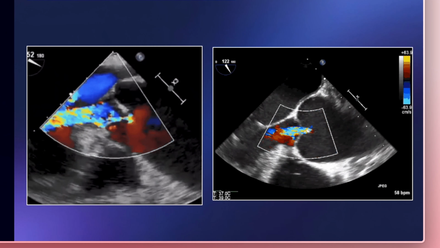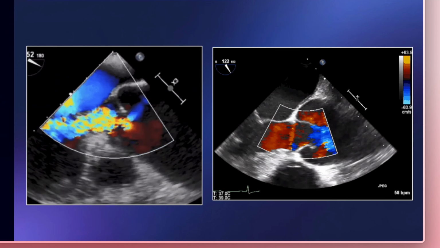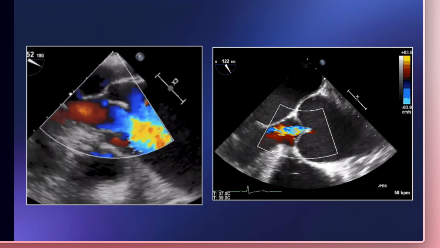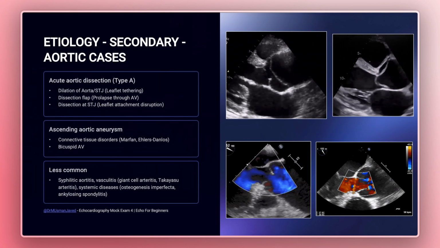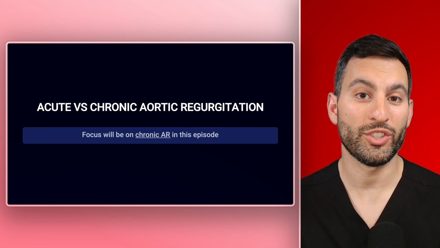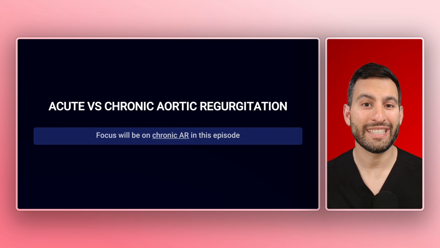There are a number of causes for this, but the most common causes typically include connective tissue disorders such as Marfan or Ehlers-Danlos syndromes, or bicuspid aortic valve. And there's a number of other less common causes that can lead to secondary aortic regurgitation as well. There's also a distinction to be made between acute and chronic aortic regurgitation, which are identified and managed very differently. For the purposes of this podcast episode, we're going to focus nearly all of our attention on chronic aortic regurgitation.